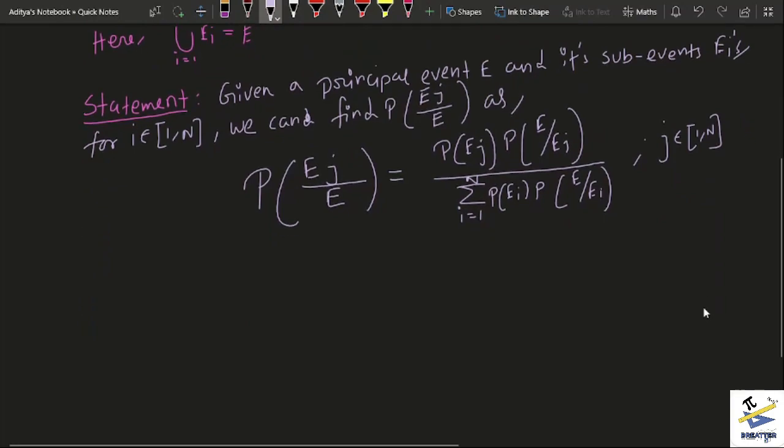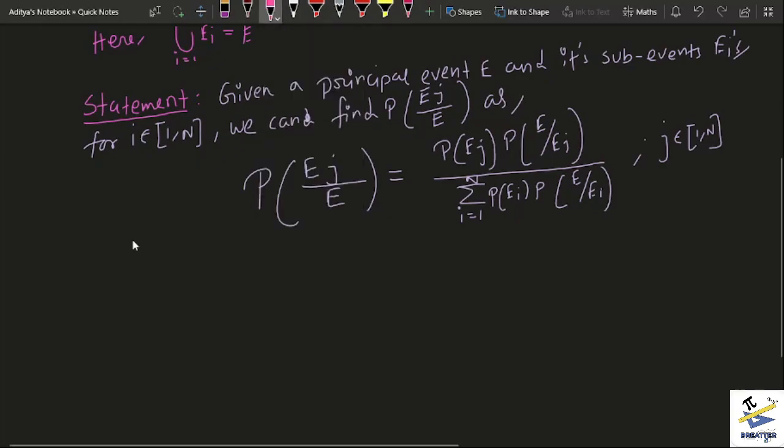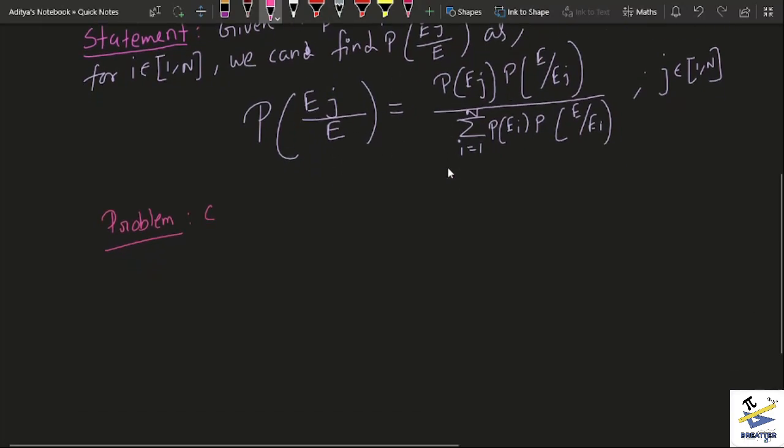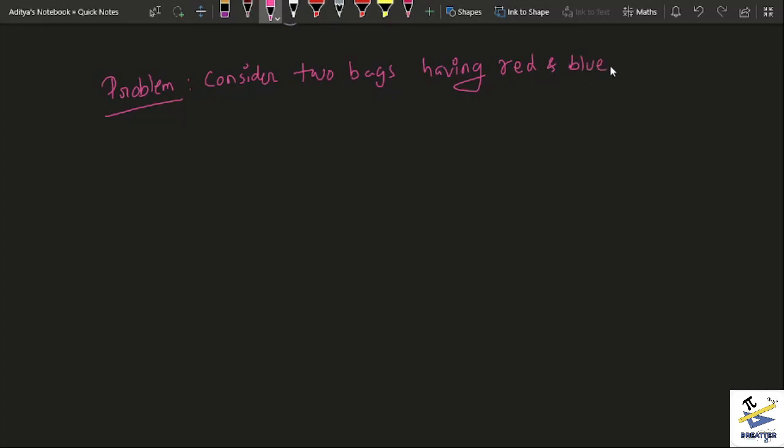Now it would be much more understandable if I put this to an example, which I'm going to do now, which shall put things in perspective, and you should know how to use them. So let us consider a similar problem from the last exercise. I shall show you this later again when needed. For the time being, you can just focus on the problem: consider two bags having red and blue balls.